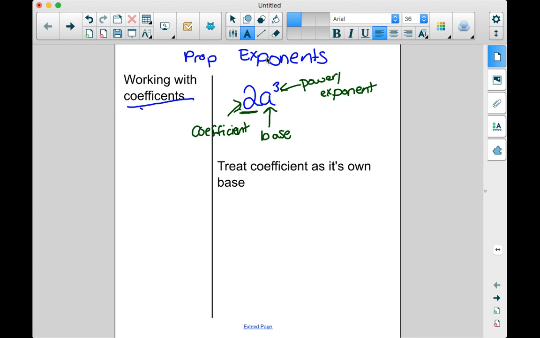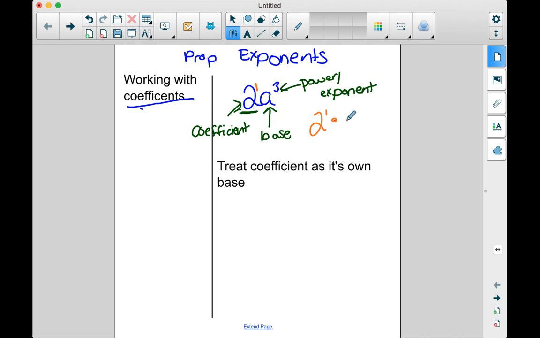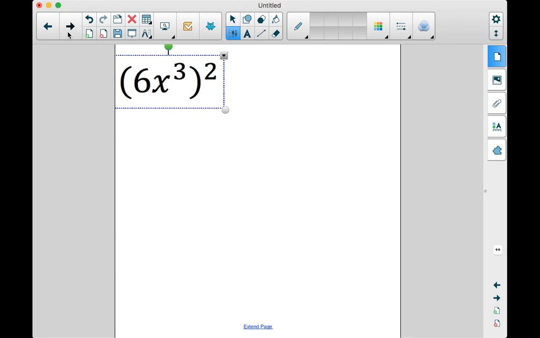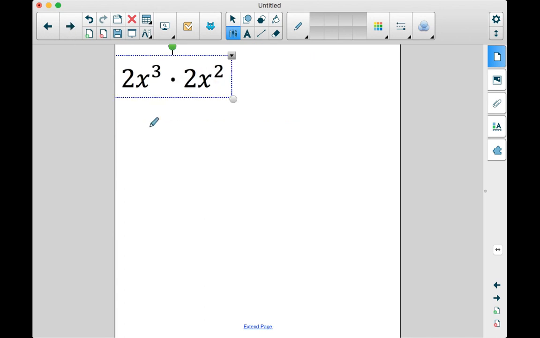So now, when I go back and I do that, I see this coefficient as its own base. So the unstated exponent there would be to the power of 1. So I can think of this as 2 to the power of 1 times a to the power of 3. And that's going to help me see and work through these upcoming problems. So I want you to write example in your notes, and we're going to go through a couple of examples together. So here is our first example.